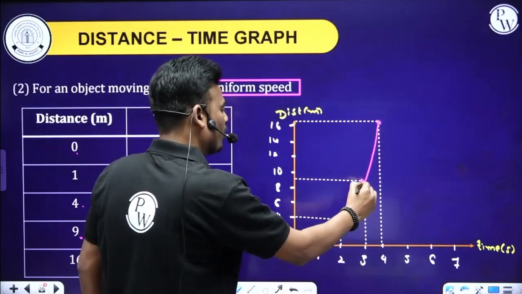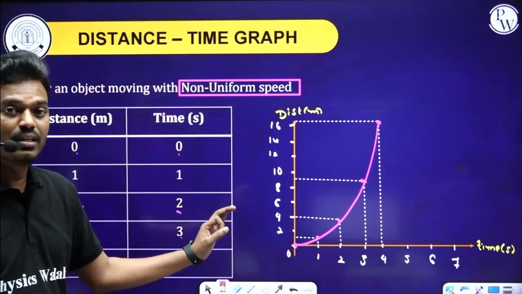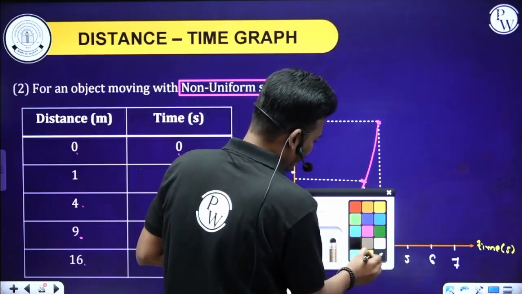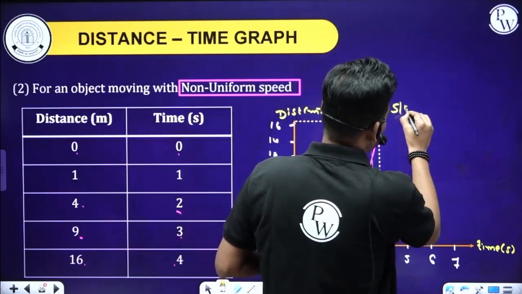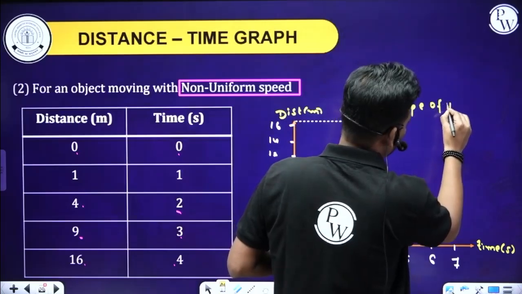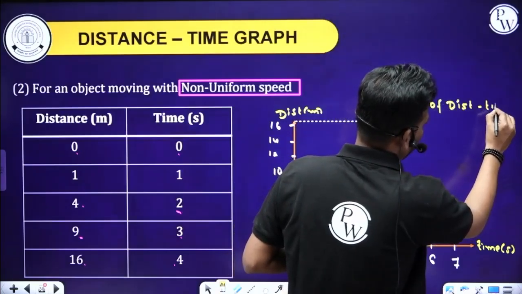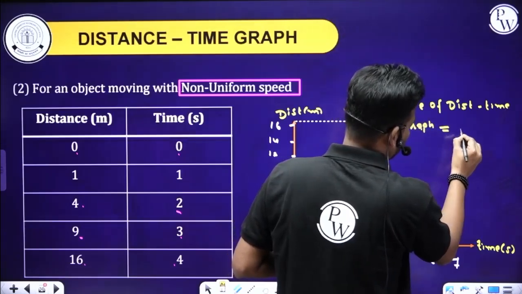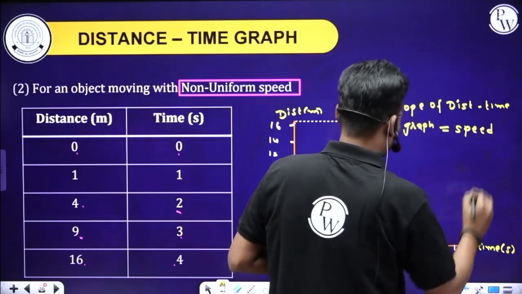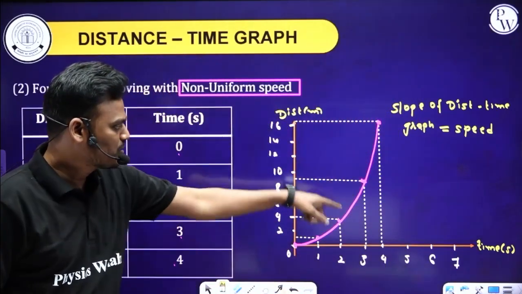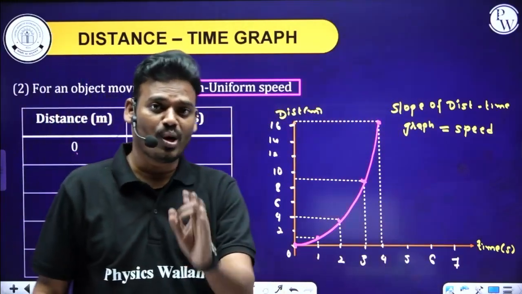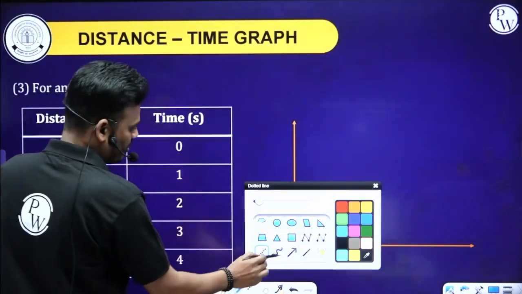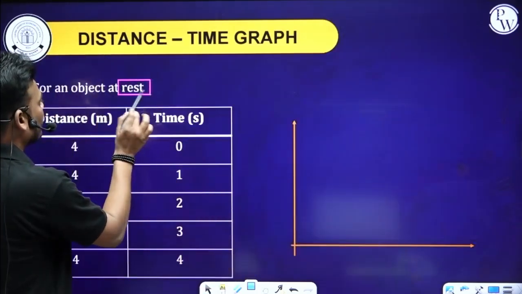So this is not a straight line, but instead it is a curved line. Same way, the slope of a distance time graph between any two points gives you the speed of the object. So if the distance versus time graph is a curved line, that indicates non-uniform speed. Now let's move on to the next case, that is rest.